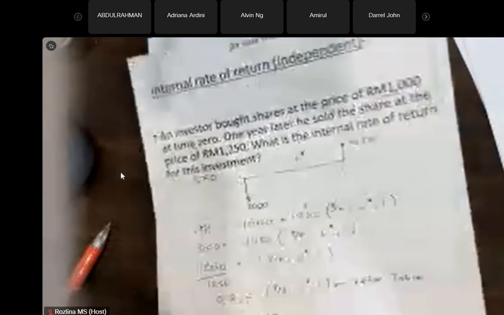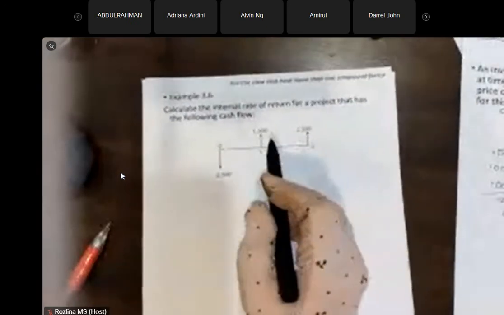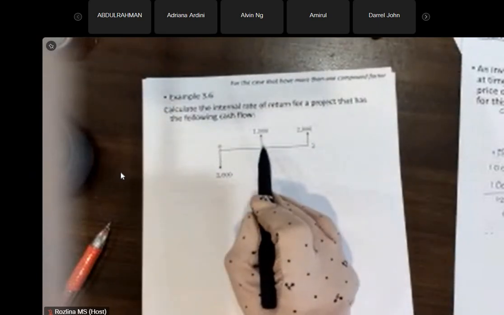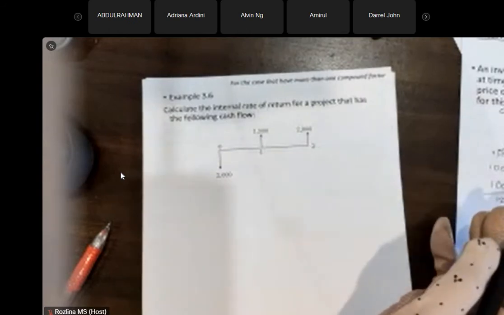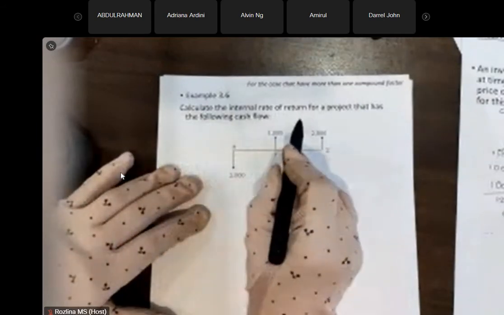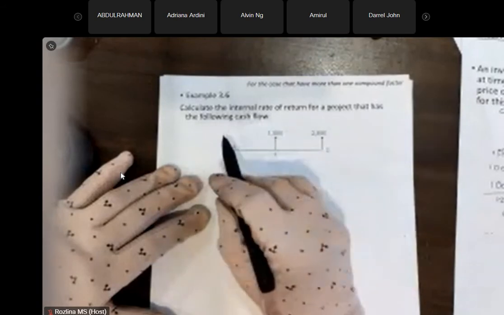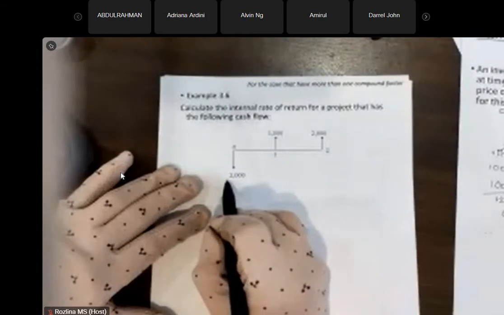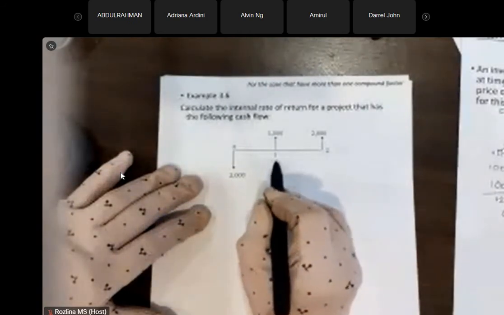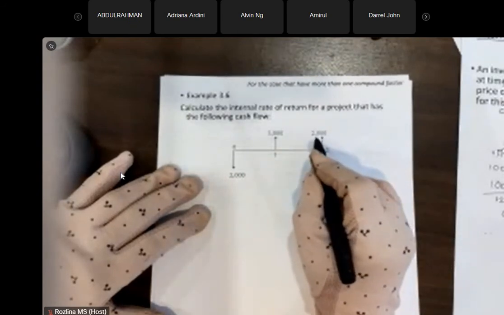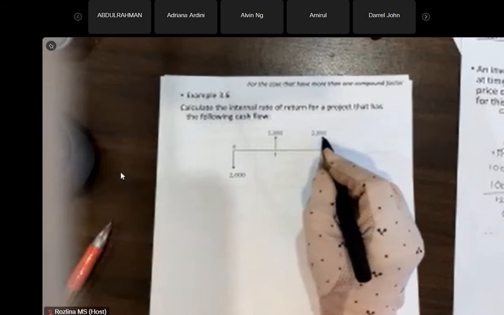Okay, how about if there is more than 1, macam ni. You have more than 1 that you want to convert to P. So that means it is not as easy as what you did before. So what you can do is, okay, now calculate the internal rate of return for a project that has the following cash flow. You have 2,000 for the present value, and then 1,000 after 1 year later, and then 2 years later you get 2,000 pula. Okay, macam mana nak buat?